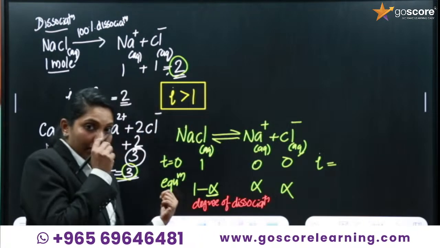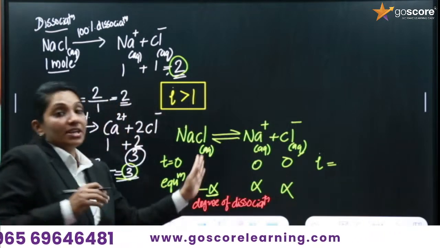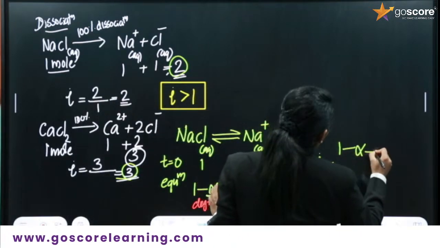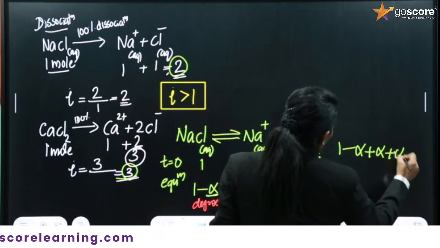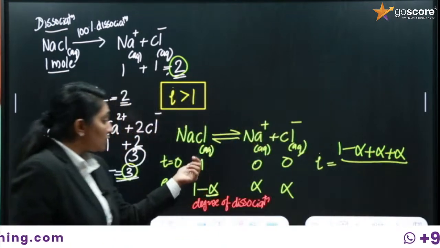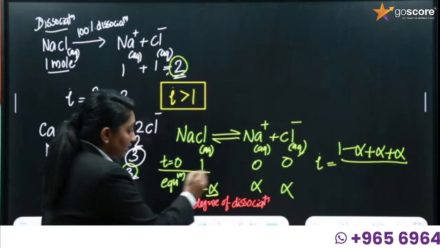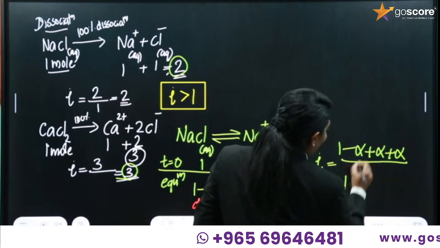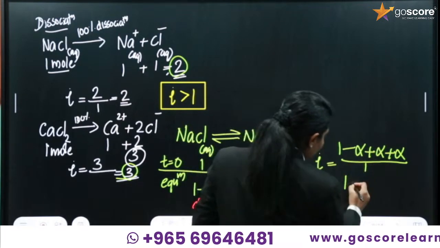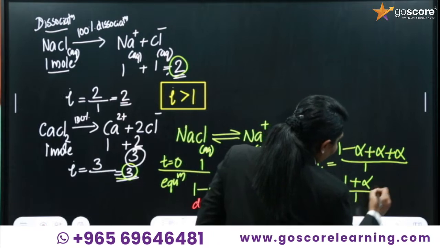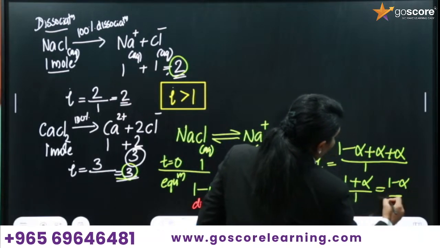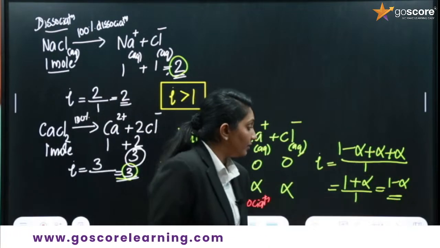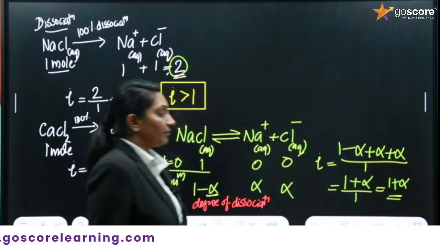This one, hold this, right? These are the total number of moles after dissociation, that is 1 minus alpha plus alpha plus alpha. And what is the total number of moles before dissociation? That is at 0 time. It is 1, right? So what you will get? 1 minus alpha plus alpha gets cancelled, and 1 plus alpha by 1, that is 1 plus alpha. So your Van Hoff factor i is equal to 1 plus alpha, right?